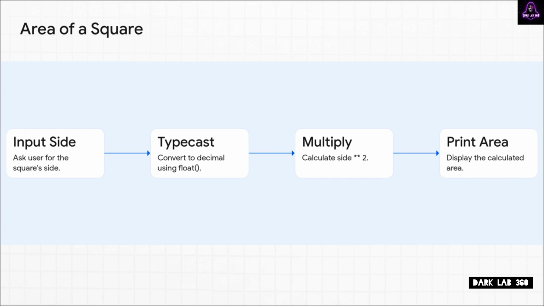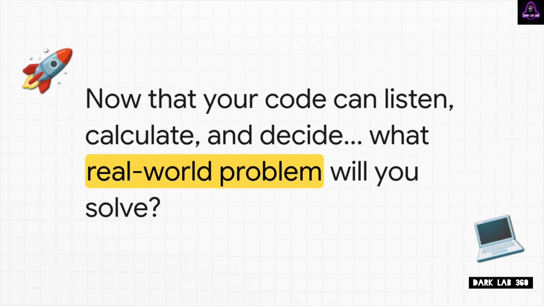Step 3, we apply our arithmetic power operator, that double star we talked about. We raise that float variable to the power of 2. And finally, step 4, we use the print function to push that newly calculated area variable right back out to the terminal screen so the student can see it. And just like that, you've bridged the gap.